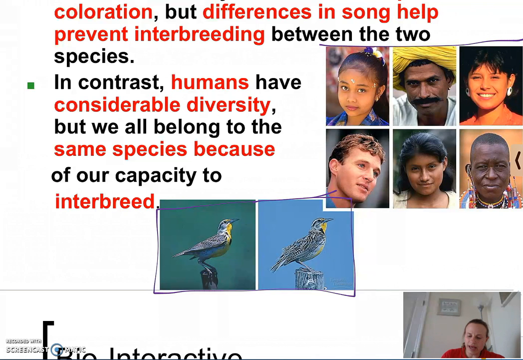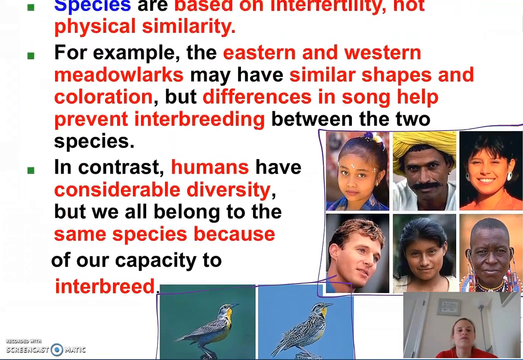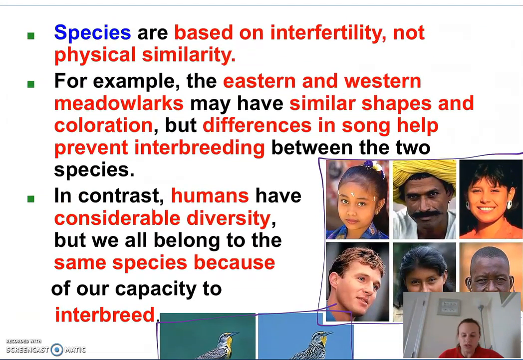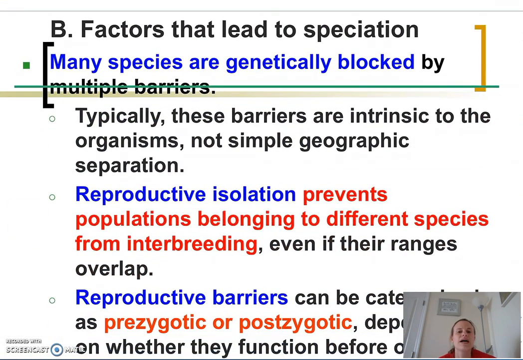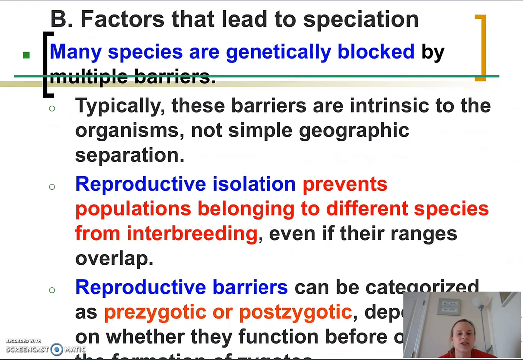But now look at this image of humans. That's a very diverse group of humans, yet we belong to the same species. We can interbreed and produce viable, fertile offspring. So what I'm trying to say is that species are based on interfertility, not physical similarities. And there are many factors that lead to speciation.